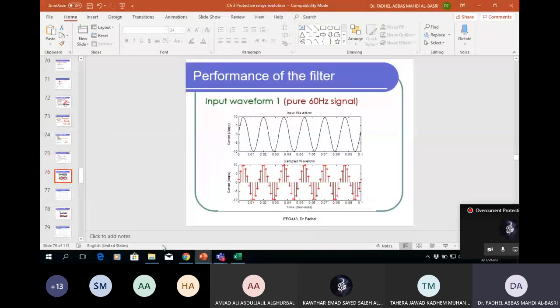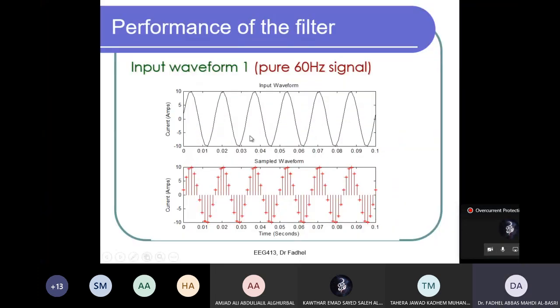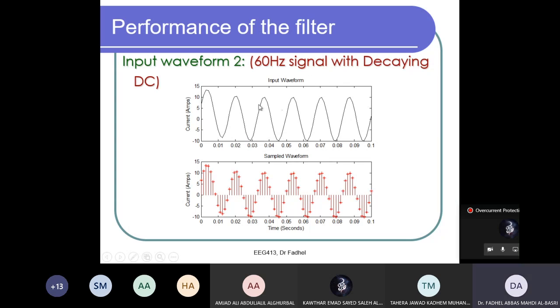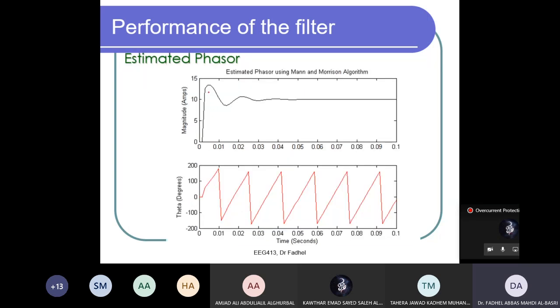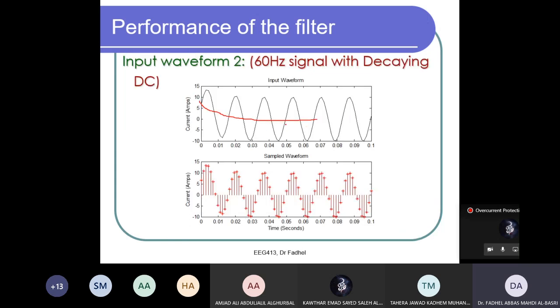And now I'll show you, if we add harmonics to the signal, this is like a pure sine wave. This is, I added a decaying DC, a signal with a decaying DC. So added sine wave plus a decaying DC in it. And I sample it, see this is I supposed to get 10, but because of the DC, the estimated has estimation error, then it settles to 10 once the decaying DC vanishes to 0.